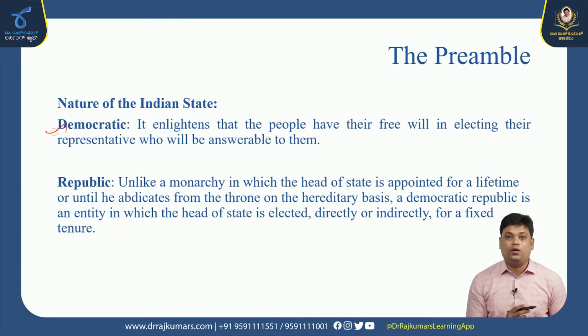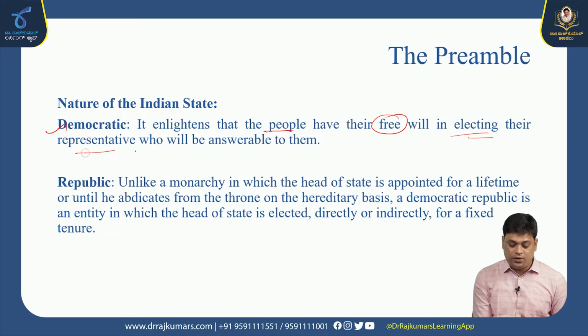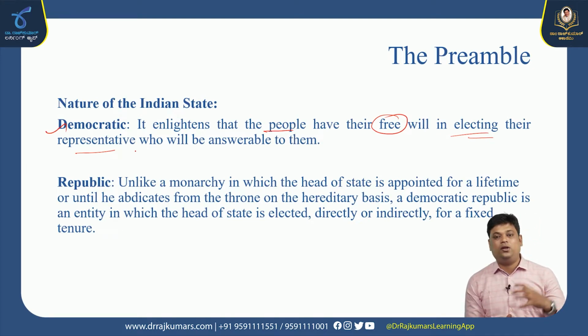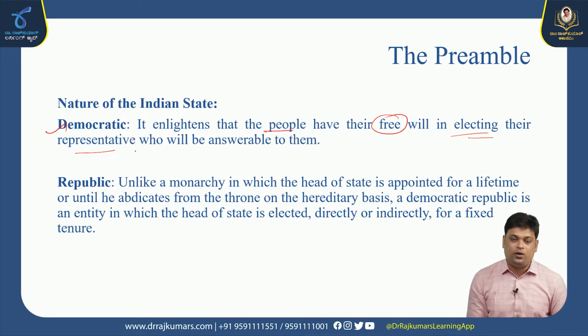Democratic. It means the people have free will in electing their representatives who will be answerable to them. The people of India select their representatives through the voting system. So if an MLA or MP is chosen by the people, they will represent the particular constituency in the state legislature or the parliament. So they will speak on behalf of the people who voted for them. That is known as the democratic system.